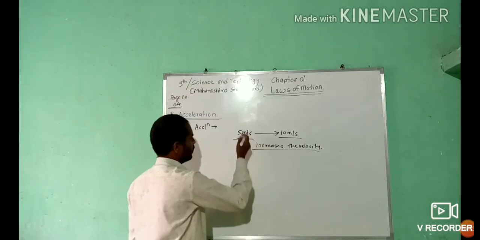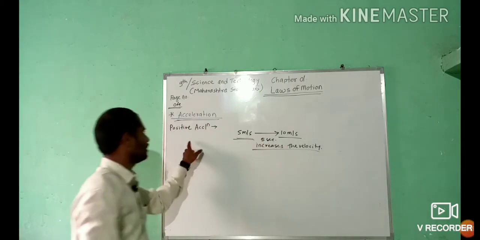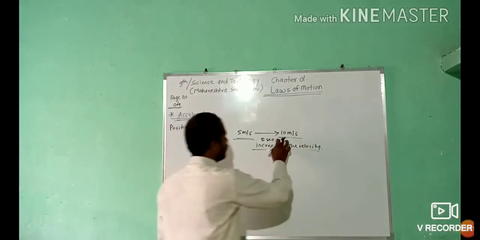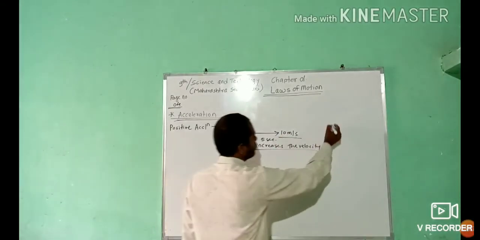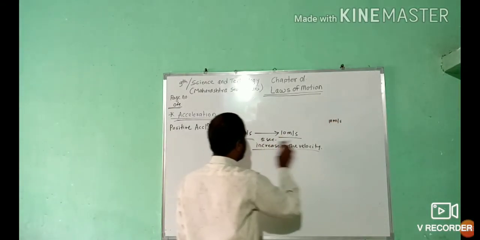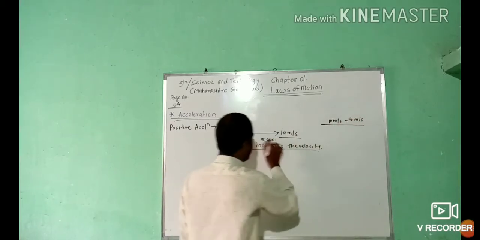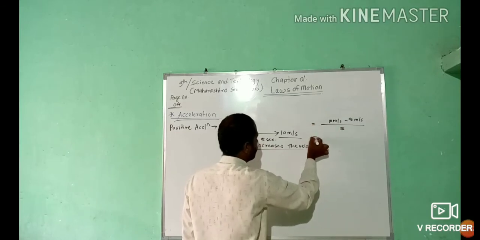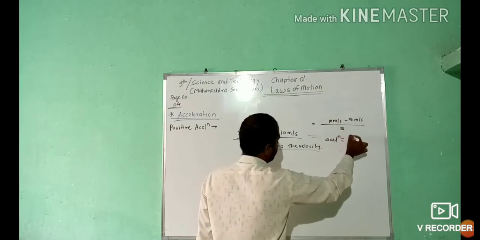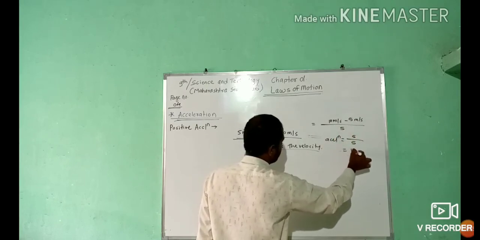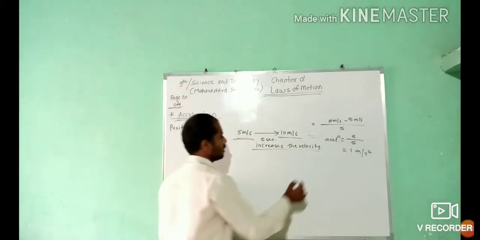You can also find its acceleration in, suppose, 5 seconds, and you will get a positive value. What is the final velocity? 10 meter per second. What is the initial velocity? 5 meter per second. And the time is 5. So acceleration will be 10 minus 5 divided by 5, that is 1 meter per second square. So that is the acceleration.